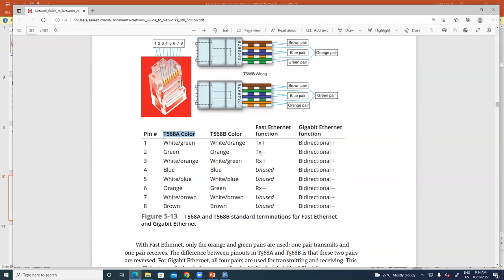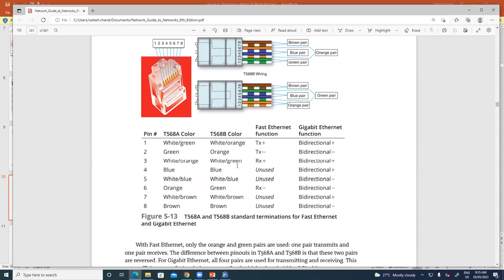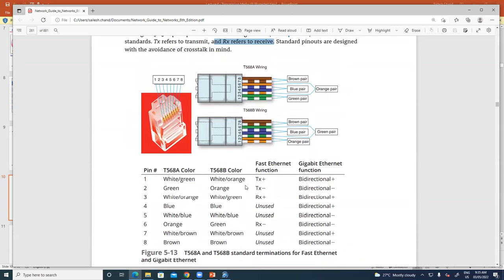Now, TX and RX, plus and minus, what do they mean here? TX refers to transmit and RX refers to receive, right? So in this fast Ethernet environment, we will assume that only one pair is used for sending and the other one is for receiving. Plus and minus is when the wires are twisted together and they give positive and negative values, let's say voltages, right?